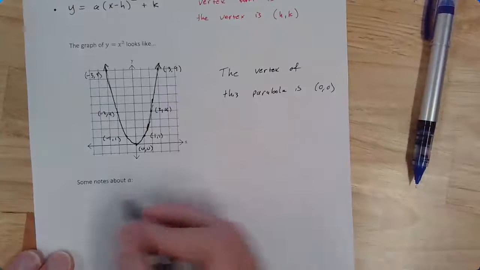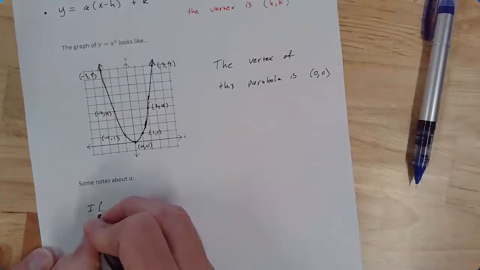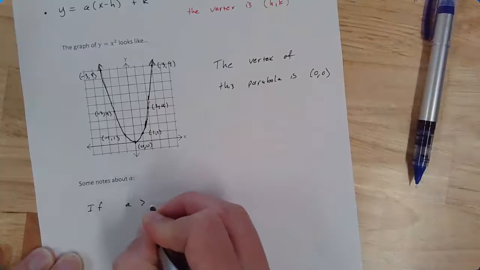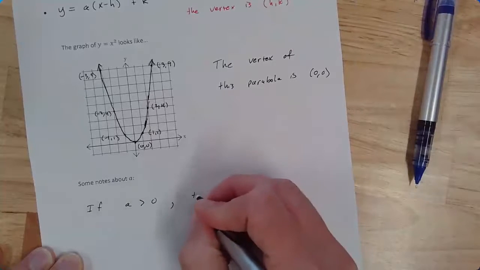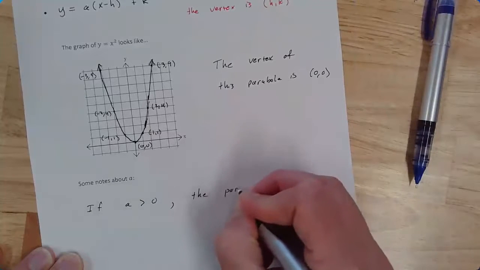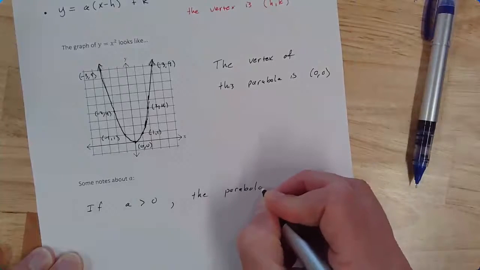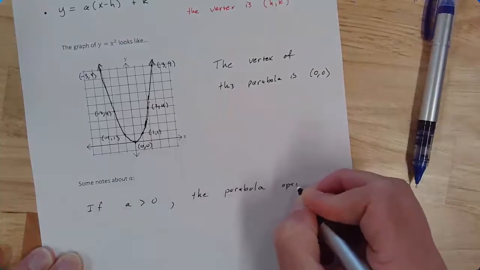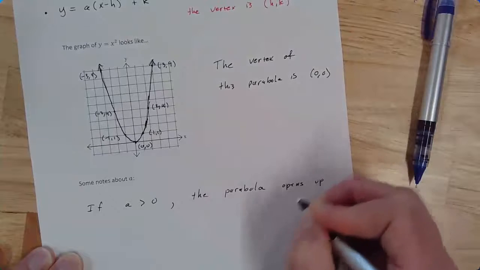So some notes about a. If that coefficient a is positive, the parabola opens upward, like a cup.